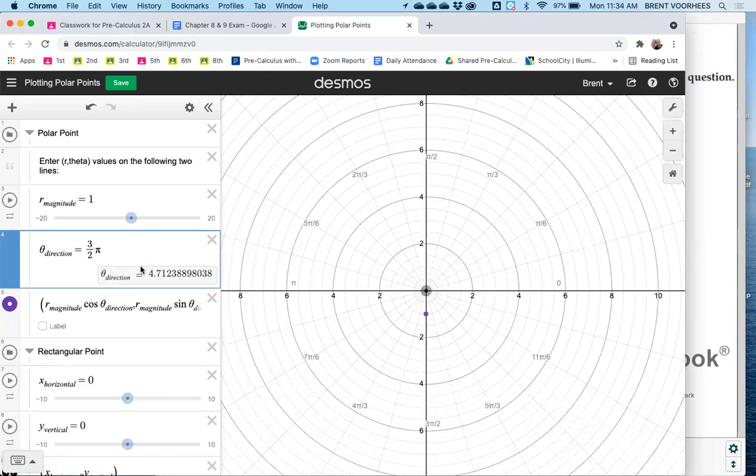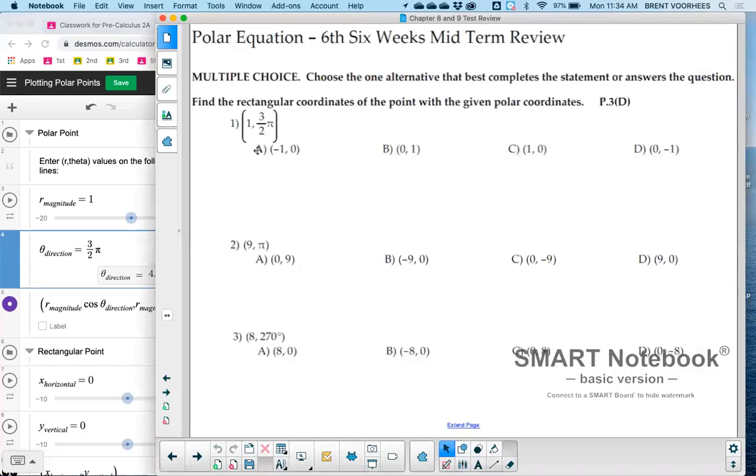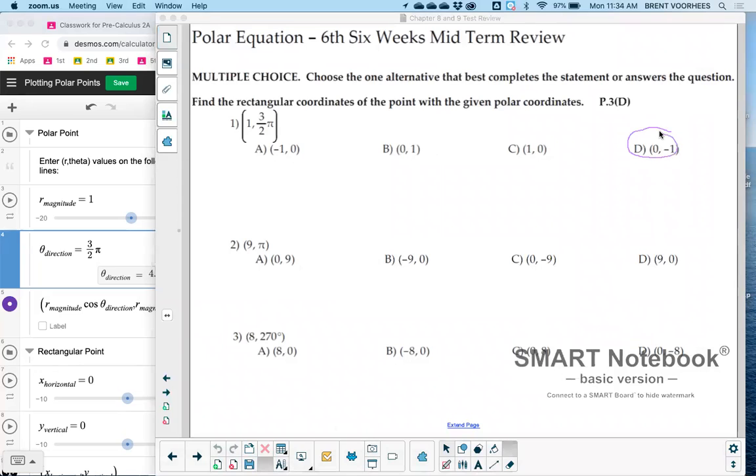Okay, so from here, when I hit that, I see that this purple point is plotted. And what's nice about polar is if they plot polar, you can just click on it and it'll transform it to X and Y rectangular form. So the answer to number 1 is going to be 0, -1. So when I come over here, I find the option that says 0, -1, which happens to be D. And that would be my correct answer for number 1.